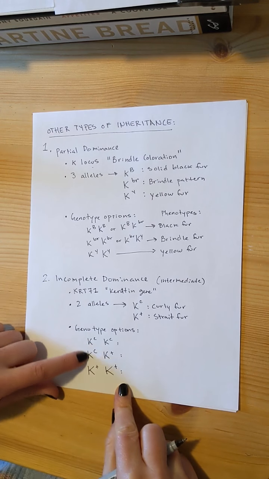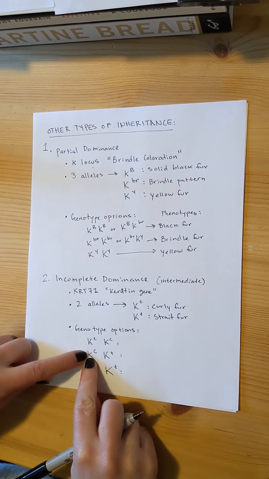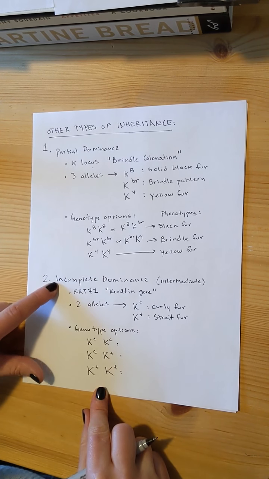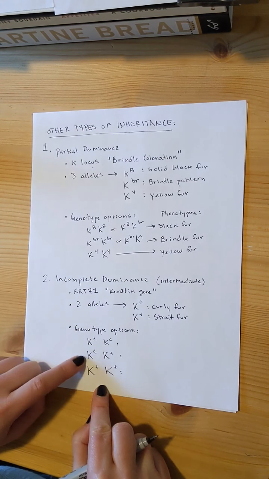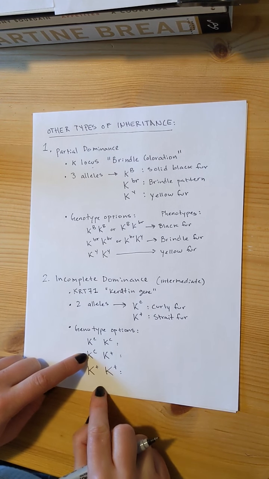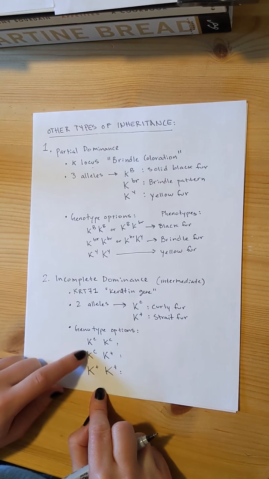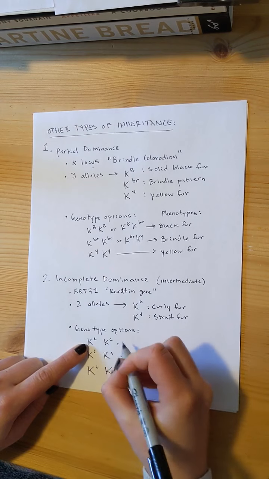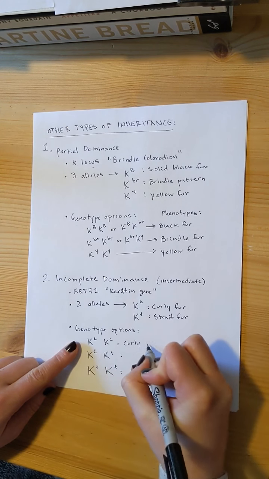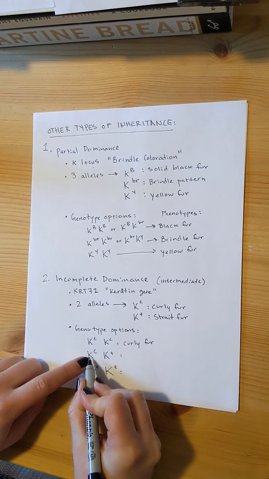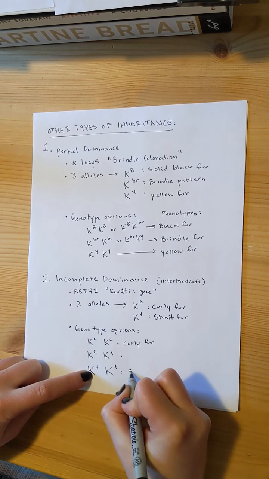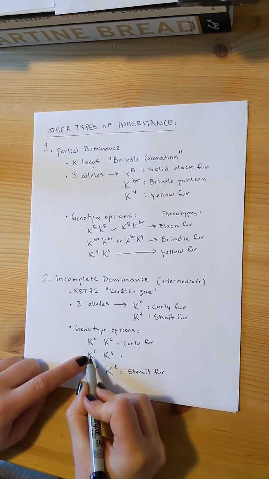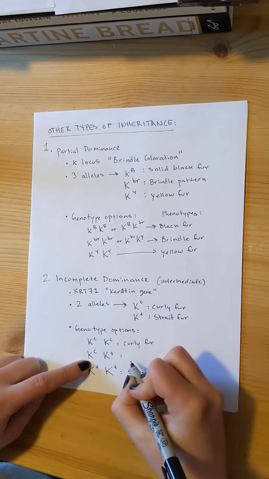So if this was regular Mendelian genetics, the heterozygous individual would have curly fur, but that's not the case in incomplete dominance. In incomplete dominance, the heterozygous individual has an intermediate fur. So not curly, not straight, instead it's going to be wavy. So homozygous dominant is curly fur. Homozygous recessive is straight fur. Heterozygous is halfway between curly and straight, which is wavy.